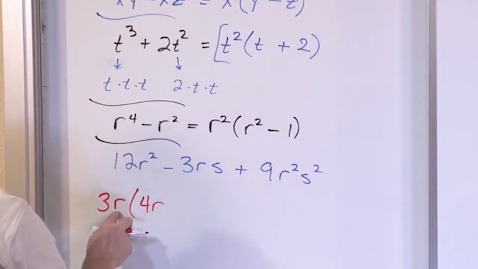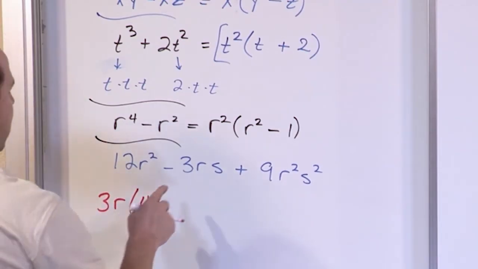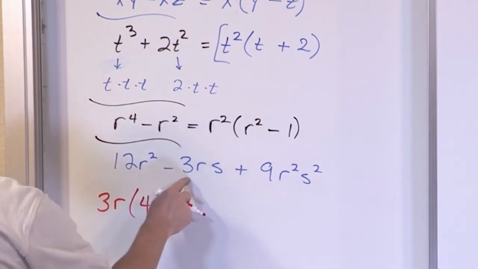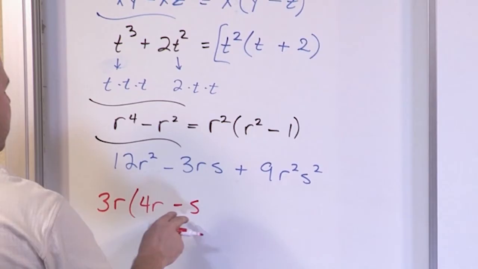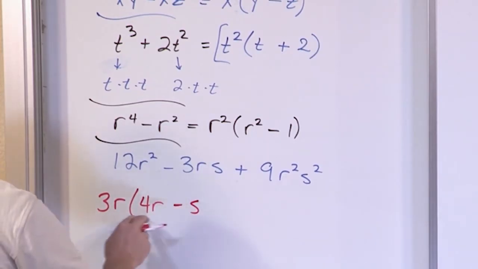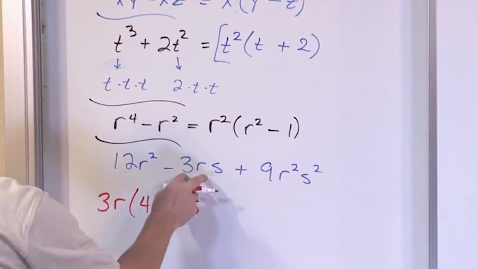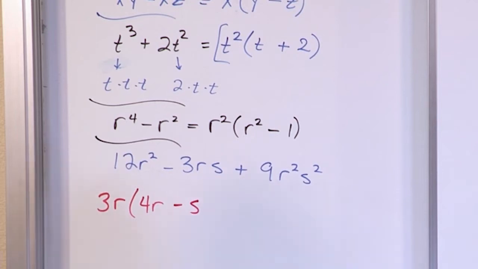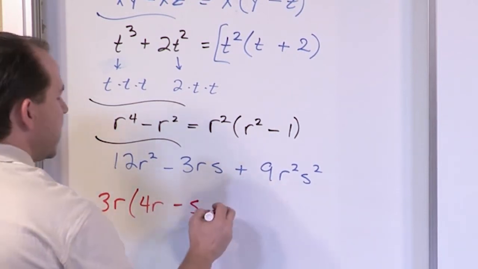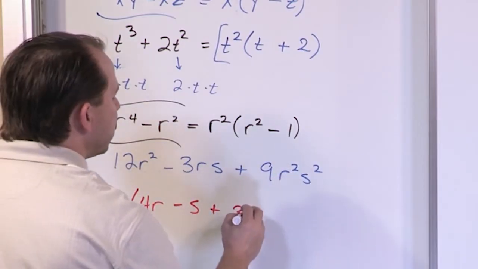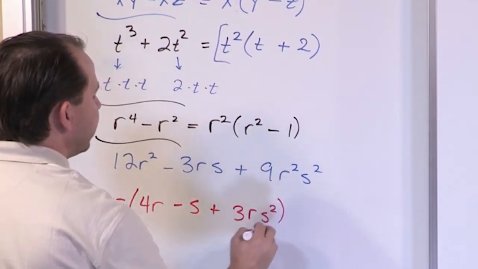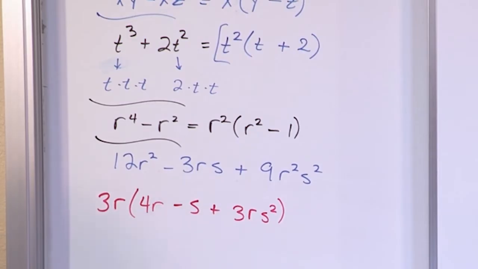So that would make 12 times r squared. Over here, it's going to be negative. I already have my r, I already have my 3. The only thing left is s. So if you multiply, 3r times this is going to give me this. And then over here, 3 times 3 is 9, so I'm going to have 3. I already pulled out 1r, so I have 1r left, and I haven't touched the s squared, so they stay the same. So that is the answer, 3r, open parentheses, 4r minus s plus 3rs squared.